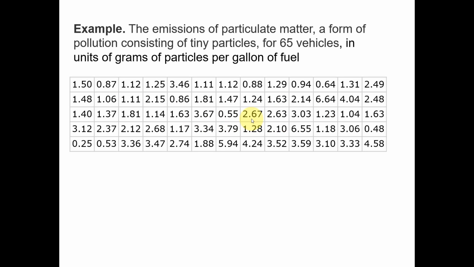Moving on to section 6.1, we have continuous probability distributions, and more of a focus on it. So here's an example. The emissions of a particulate matter, a form of pollution consisting of tiny particles, for 65 vehicles in units of grams of particles per gallon of fuel are shown below.